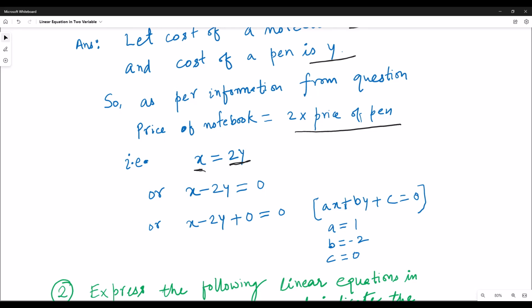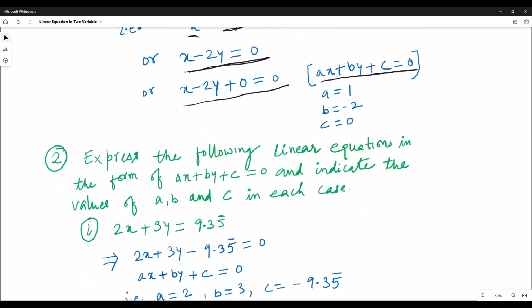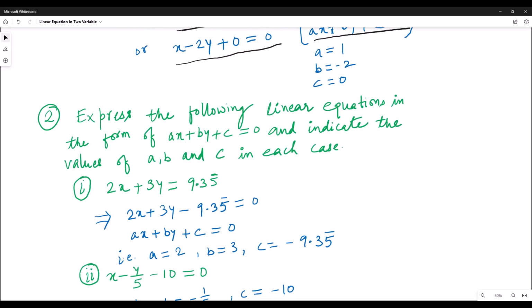So x minus 2y equals 0. We can write it as x minus 2y plus 0 equals 0. So this is in the form of ax plus by plus c equals 0. Here a is 1, b is minus 2, and c is 0. Okay, express the following linear equations in the form of ax plus by plus c equals 0 and indicate the values of a, b, and c in each case.